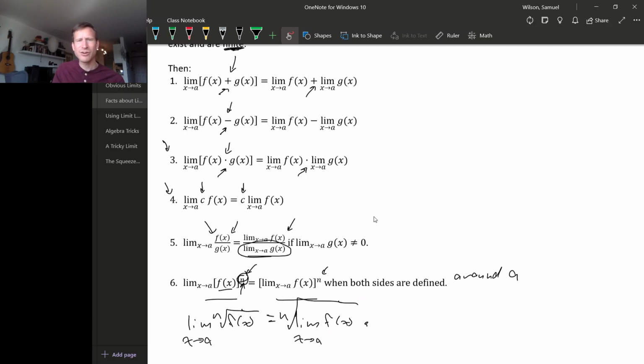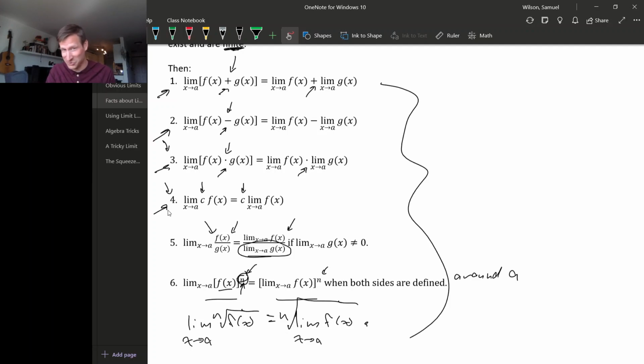Okay, so all of these statements are essentially what you would guess about limits. So limits behave very nicely. These all have names. I don't know if they're really worth naming. The usual names are the sum rule, the difference rule, the product rule, the constant multiple rule, the quotient rule, and the exponent rule. So these are all what you would guess for limits. So let's use these to evaluate some more complicated limits.